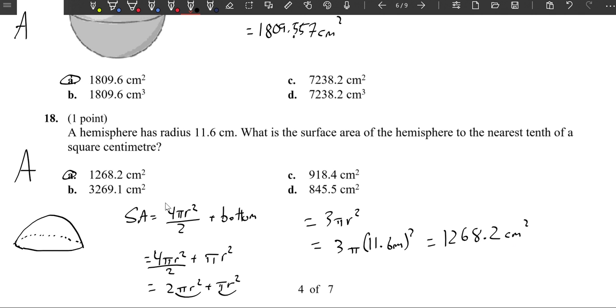And there we go, A. So we choose A. If we forgot to add in the bottom, you would have gotten 845. So if you chose this one, this one would be with no bottom on it. But if they're asking you for surface area of a hemisphere, they're assuming that there is a bottom, unless they explicitly say it's not there. Okay, I'll stop this video and do the next page.